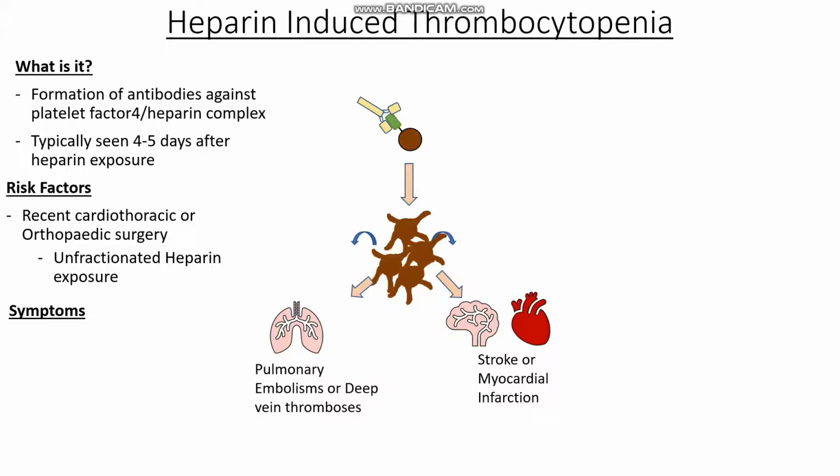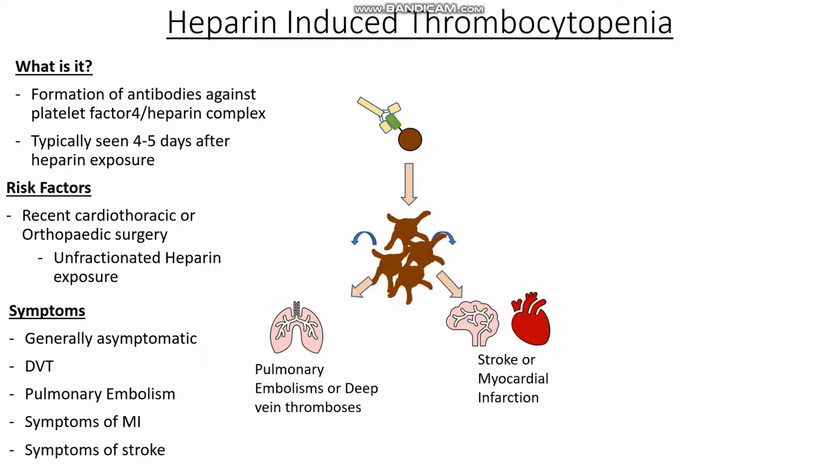So what sort of symptoms may we see in heparin-induced thrombocytopenia? Well, often the disease is completely asymptomatic and is picked up by coincidence on a blood test. However, if these platelets get deposited in the venous system, we may see things like signs of a DVT or a PE, or if they get deposited in the arterial system, we may get symptoms of a myocardial infarction or symptoms of a stroke.